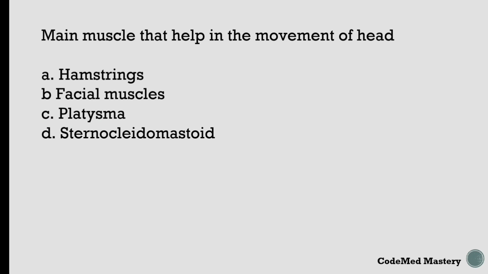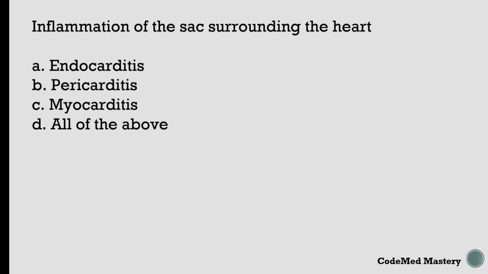Next question, main muscle that helps in movement of the head. Option A hamstrings, option B facial muscles, option C platysma, option D sternocleidomastoid. The right answer is option D sternocleidomastoid. Next question, inflammation of the sac surrounding the heart. Option A endocarditis, option B pericarditis, option C myocarditis, option D all of the above. The right answer is pericarditis.